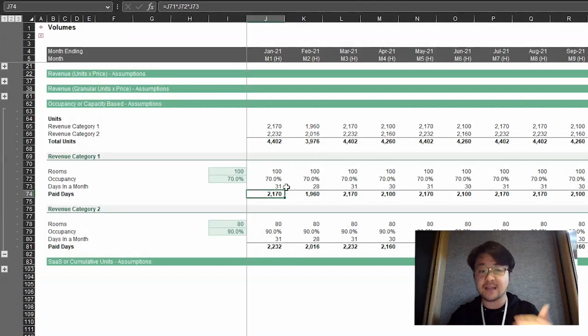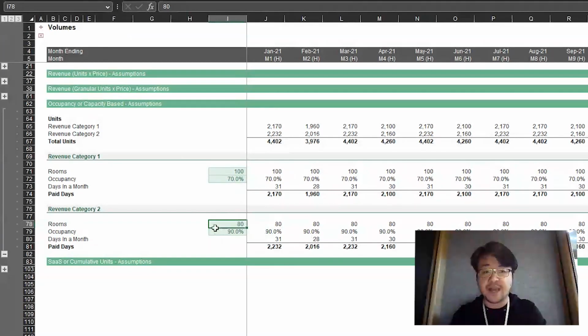And again, these are the numbers you'd want to track. For example, you'd want to be able to get to, all right, we know that we had 2,170 days occupied in the rooms, in the 100 rooms, on a 31-day month. And then this allows you to determine that 70% occupancy and work from there.